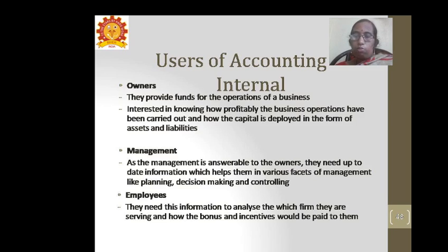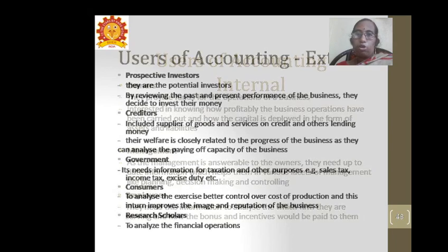Then we have the management. So the board of management, apart from the owners, also needs this data, which is going to be helpful for various important decision making and controlling of the organization. And then the employees need their information, so that they can know how far they are contributing towards the business growth, and how the bonus and incentives can be paid to them.